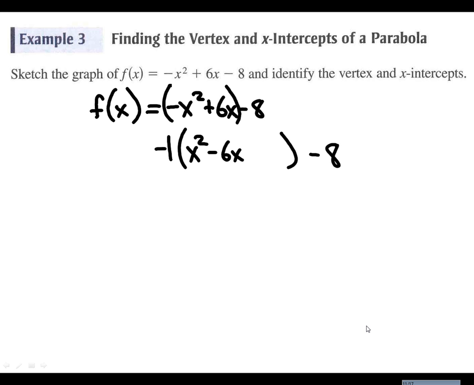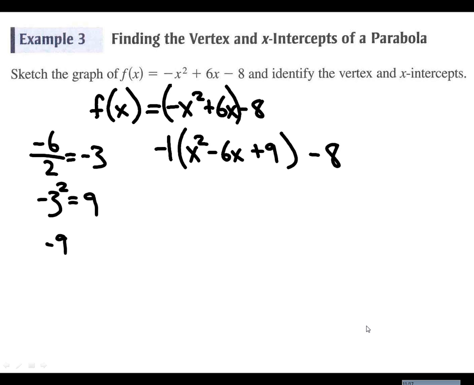What we're going to do is we're going to take negative 6. The steps are we cut it in half. We get negative 3. We take that number and we square it. And we get 9. So plus 9 completes our square. And let's be careful here. Remember that we're distributing in here. Negative 1 times 9 is minus 9.